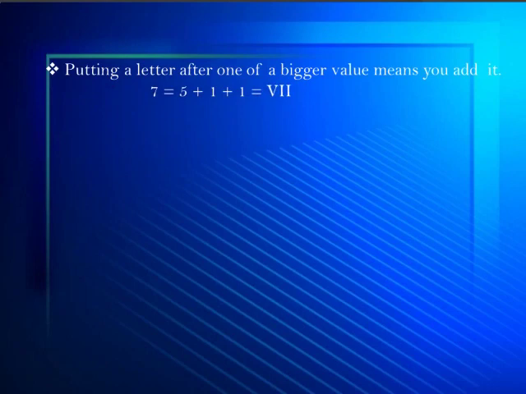7 is equal to 5 plus 1 plus 1. You break up the given number. So the value of 5 is V, and for 1 you write I, and for another 1 you will write another I. Take another number, 23.